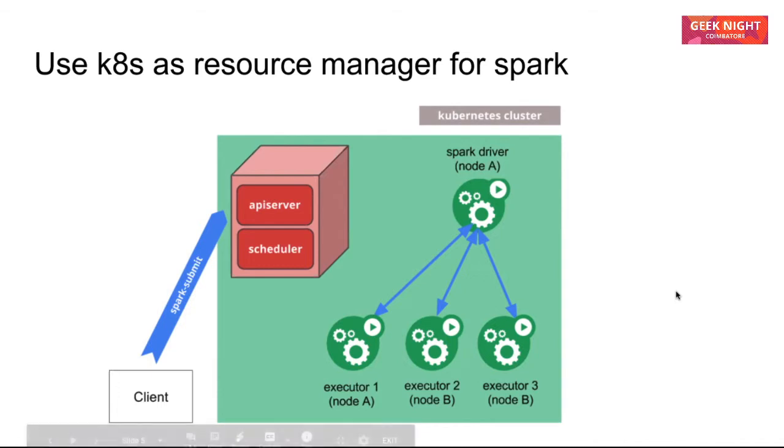Spark can work in both cluster and client mode. When Spark runs in cluster mode, the driver program is created in the Kubernetes cluster, whereas if we are running the Spark job in client mode, the Spark driver program runs on the client's machine, and the executors alone are created in the Kubernetes cluster.